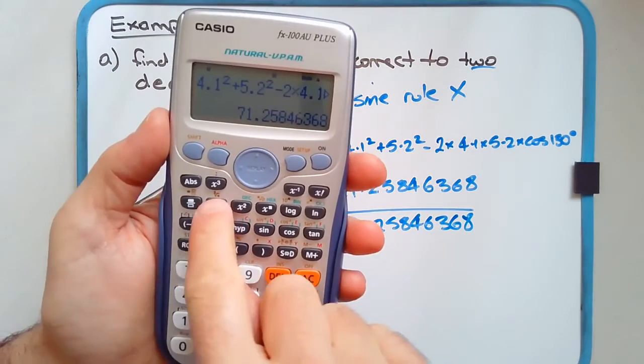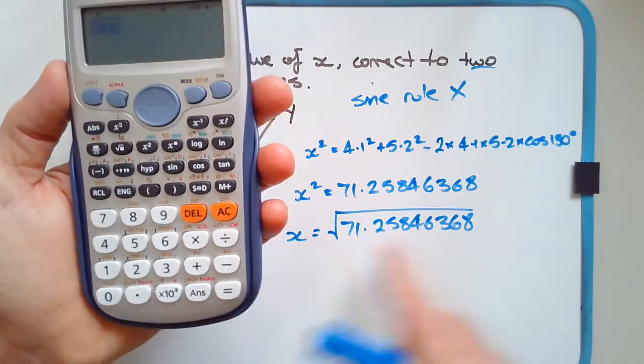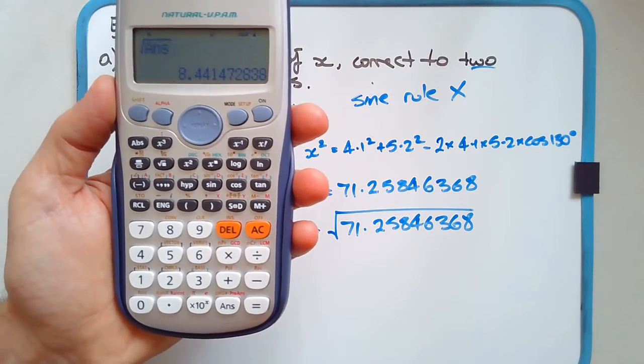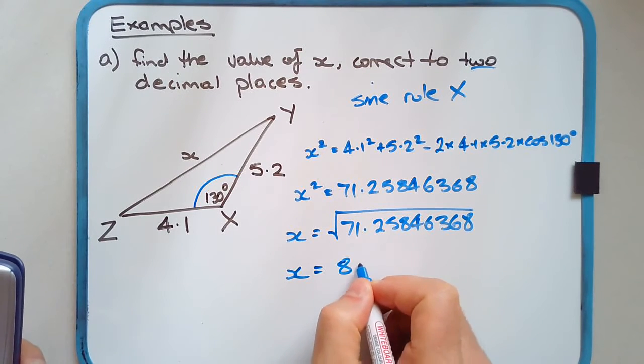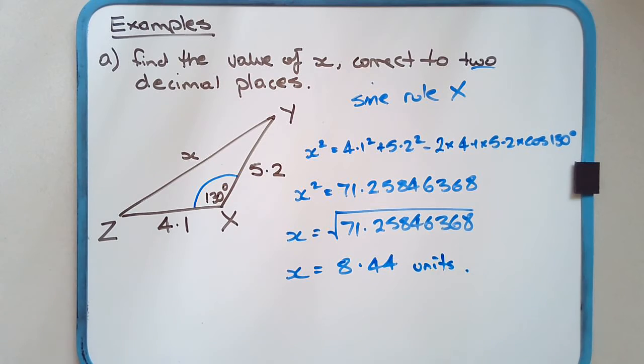71.25846368. Just press the square root button, press the answer key, so that's a quicker way of writing that whole answer, it just uses your previous answer. And that's 8.44. Okay, so x is equal to 8.44 units. Okay, and that's it. That's a very basic cosine rule application.